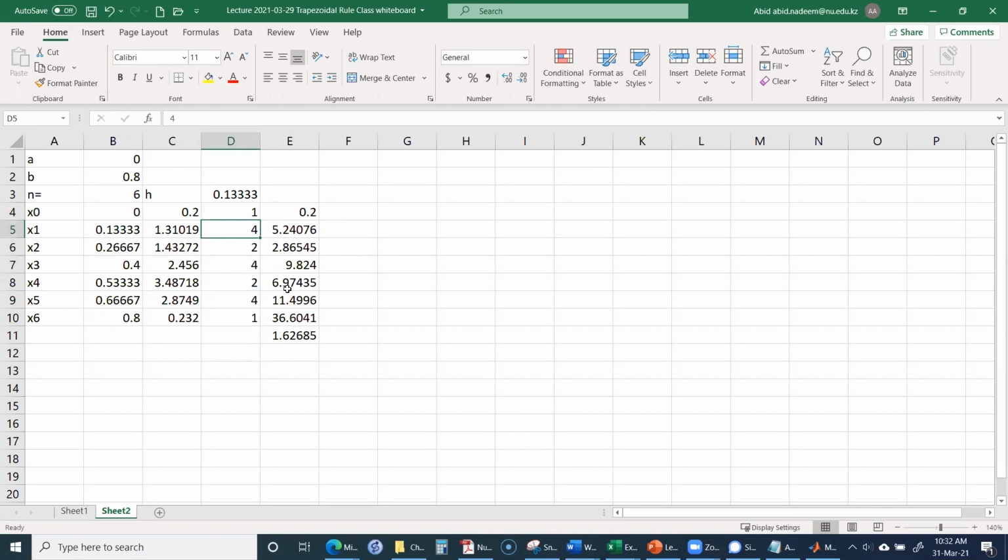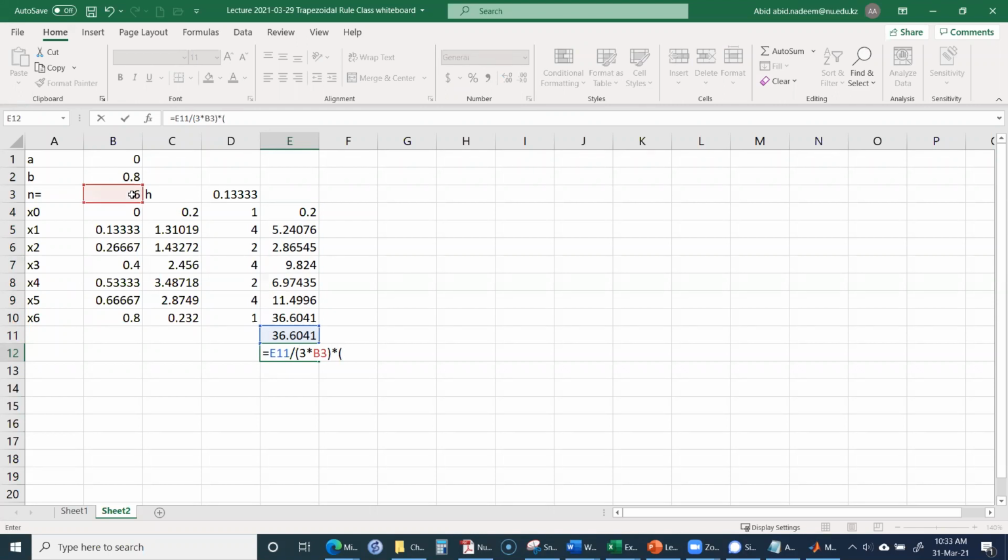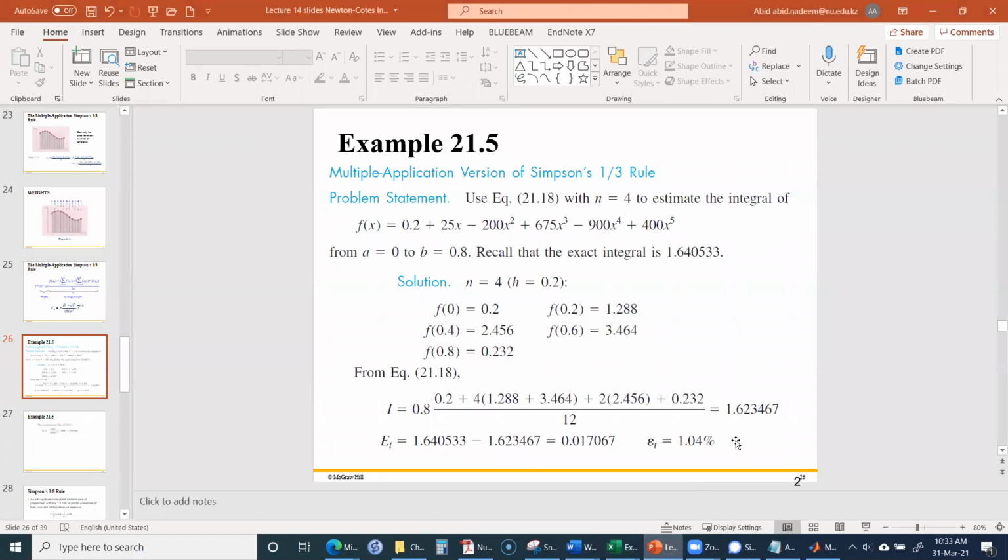Okay, correct. And then in this case, what I got is 1.62. Now I will add up these, using auto sum. And then this sum value is divided by 3 times the value of n, and then multiplied by the value of b minus a. So now I got it: 1.62685. So the value has improved.